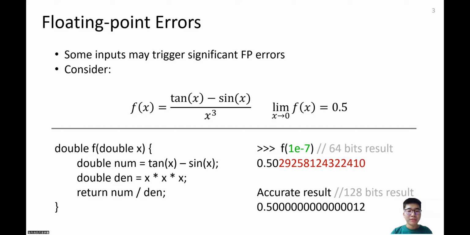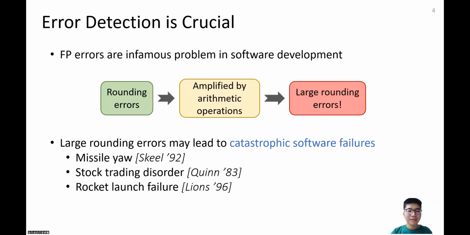The fundamental reason is that computer finite-precision floating-point numbers cannot represent the exact real numbers. So there is bound to be rounding error, and the error will be magnified in the operation. When we use 120 bits to represent a floating-point number, we can see that the error is significantly reduced. As we all know, floating-point errors are a famous problem in software development, and a large rounding error may lead to catastrophic software failures, so error detection is crucial.